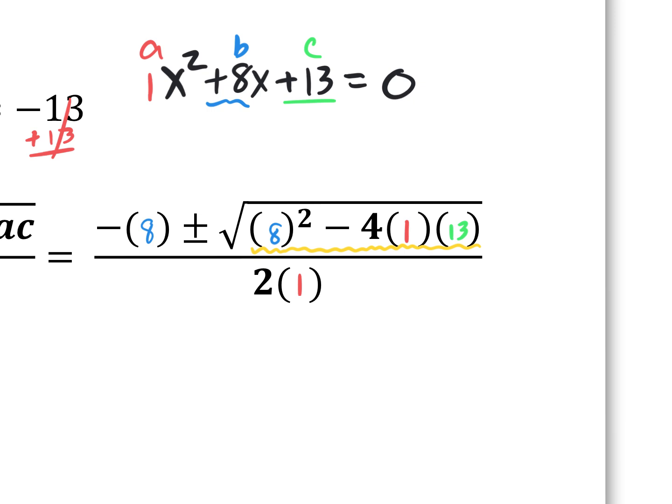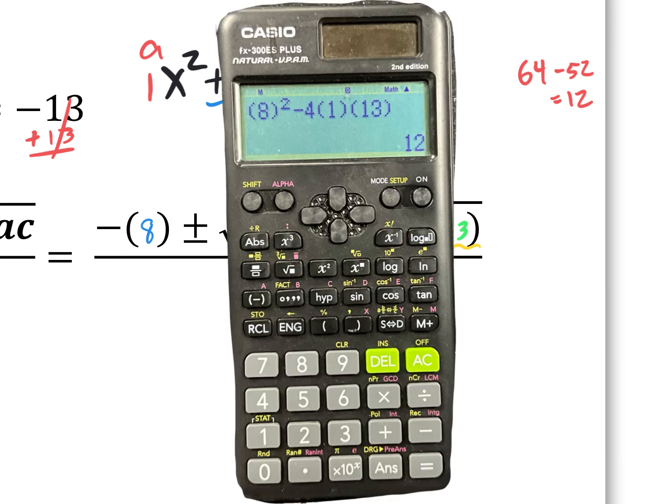By hand, you would start by saying, okay, what's 8 squared? It's 64, and you would probably write that somewhere on the side, just to keep track. And then what is 4 times 1 times 13? 4 times 1 times 13 is actually 52, but with the minus sign in front of it. So you're going to have 64 minus 52, and 64 minus 52 is 12. So the discriminant value, the value inside the square root, is 12. But you could do it on the calculator. Let me show you. And there it is. Your answer is 12. Type it in exactly the way it looks.